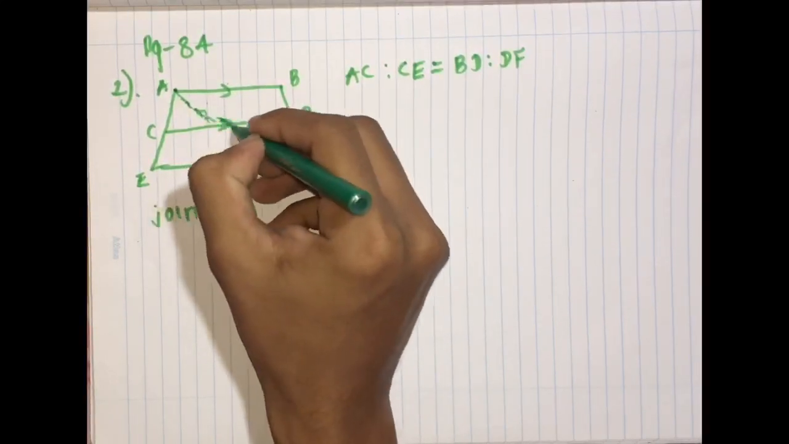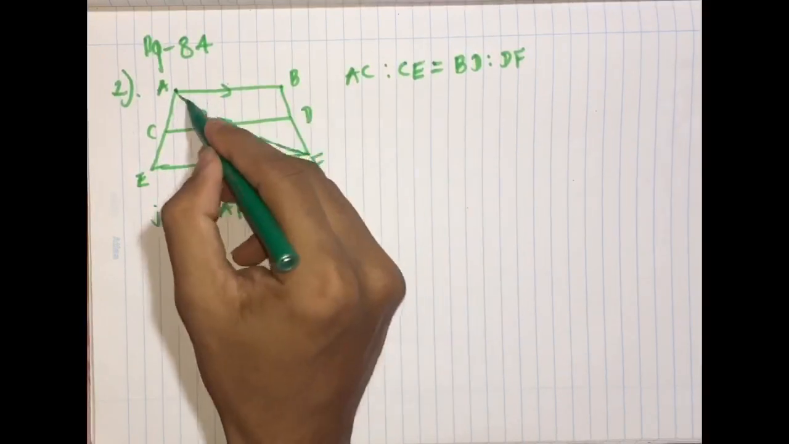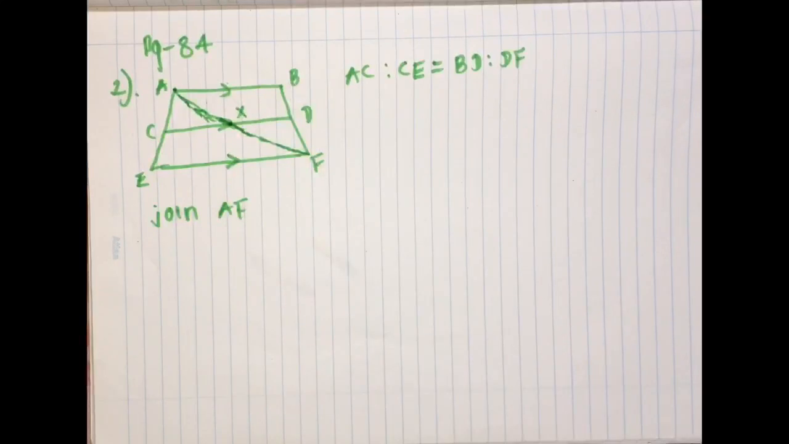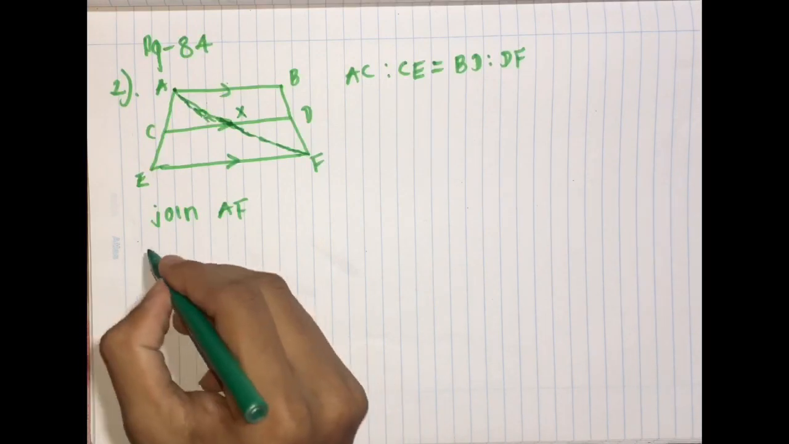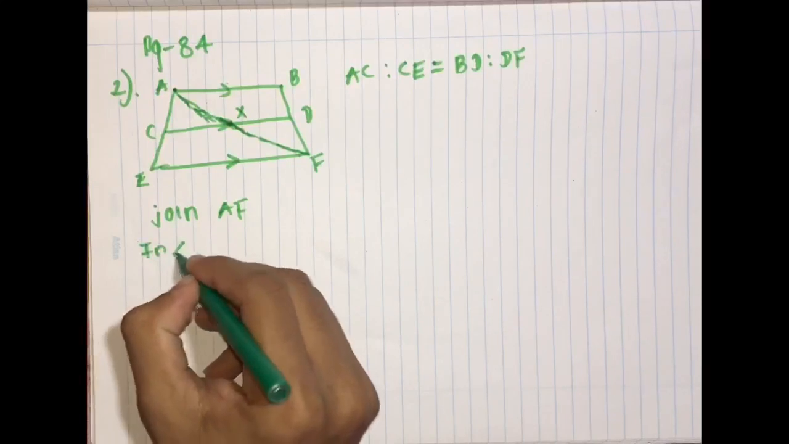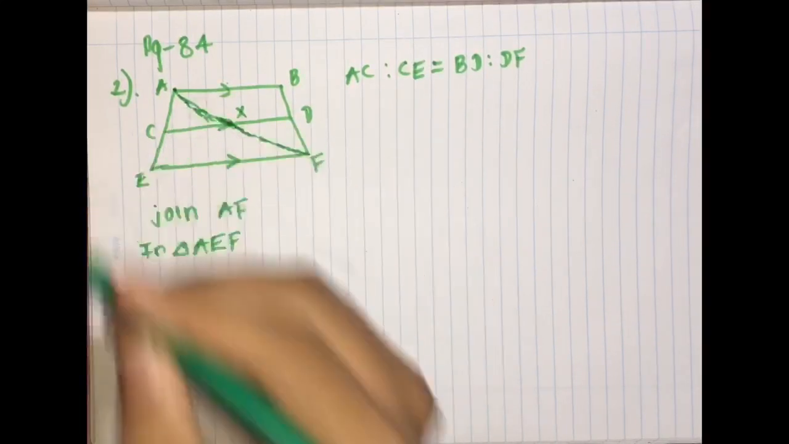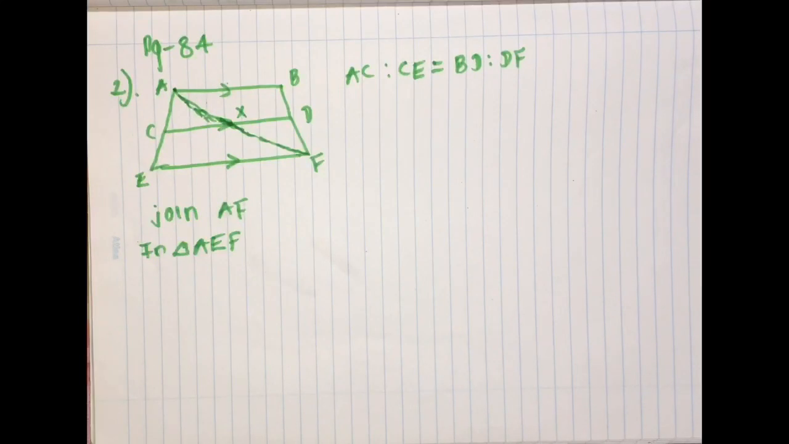Yes, it makes a triangle this way. Is that clear? Okay, I'll call this point X. Now let us consider the triangle AEF. So we'll say in triangle AEF, this triangle. Okay, the things are this.